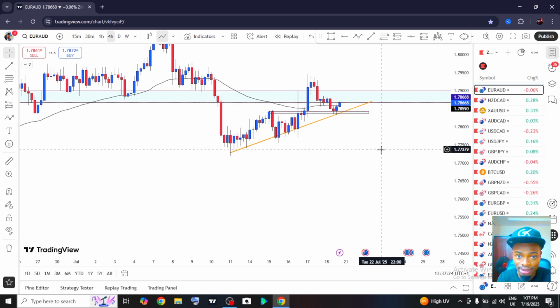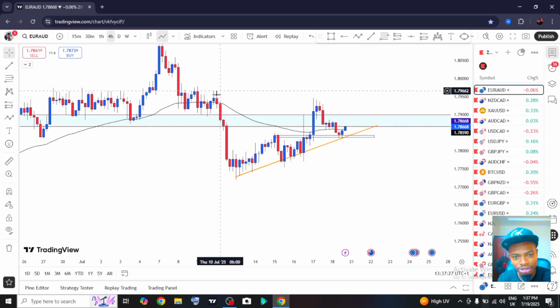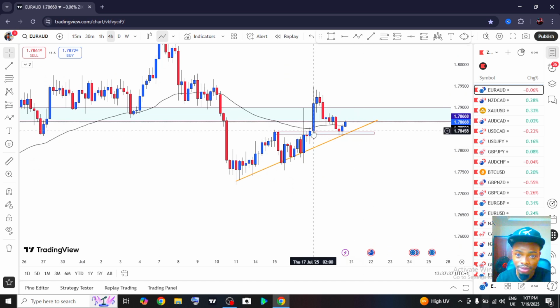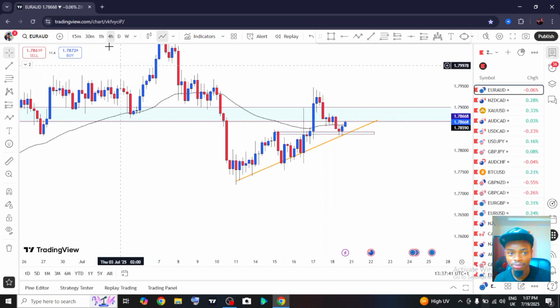Now the 4 hour technically is actually bearish because of this high and low, right? So this is the lower low and this is the lower high right here. So price is still bearish on the 4 hour time frame, but this price action right here, I still don't like it yet. So let me show you how I'll be playing this trade.